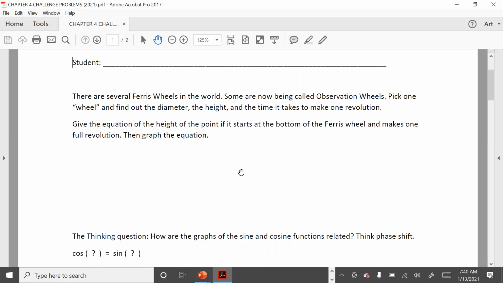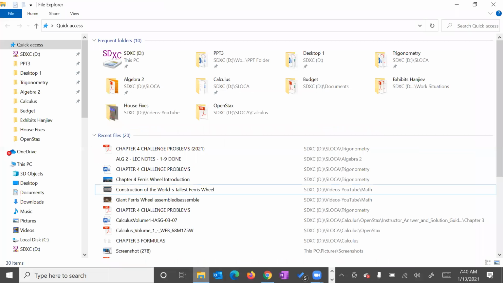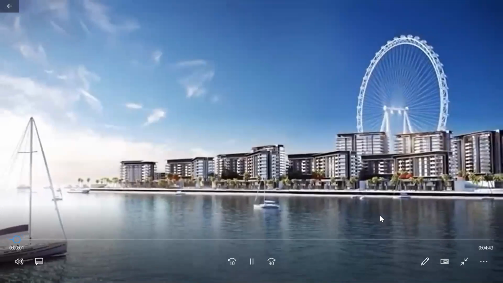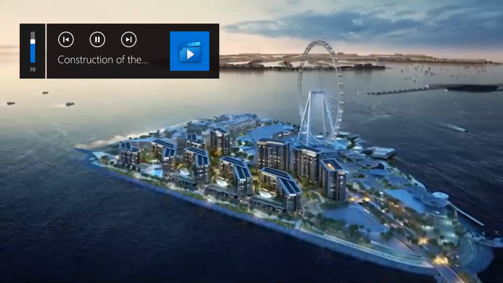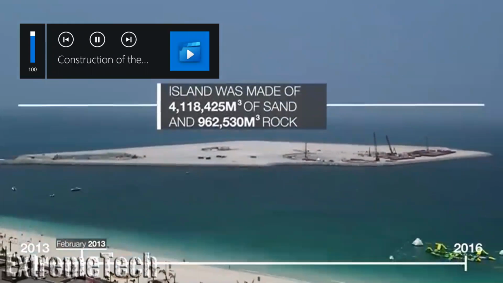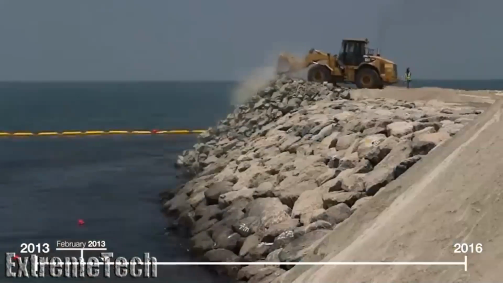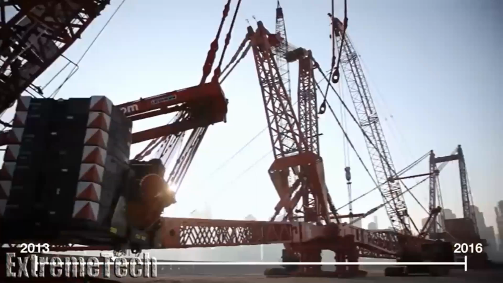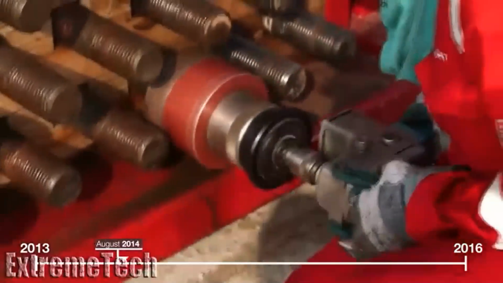Oh, that's right. Hold on. So I got to do this one here for you guys too. Here's the construction of the world's tallest Ferris wheel. I'm not going to show all of it here, but could you imagine creating an island just to house the Ferris wheel with other shops there too?